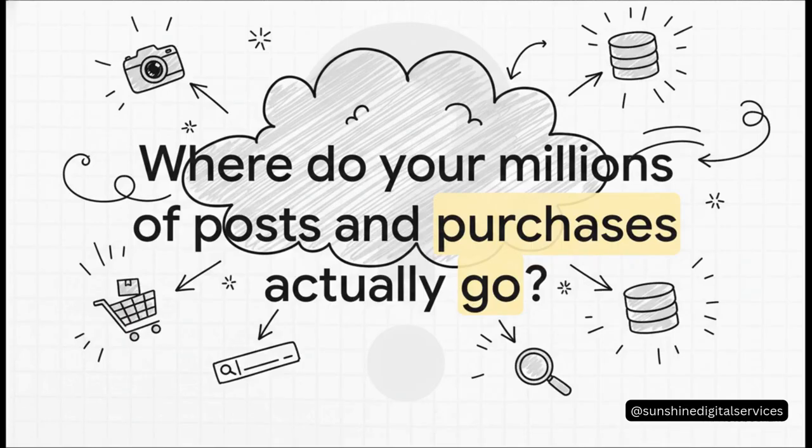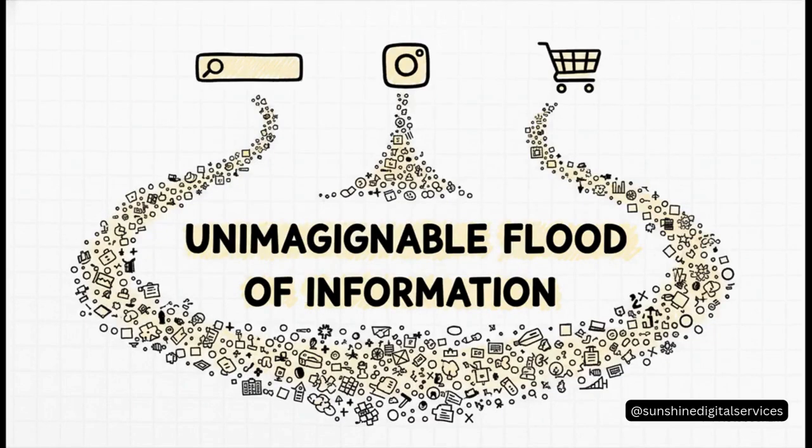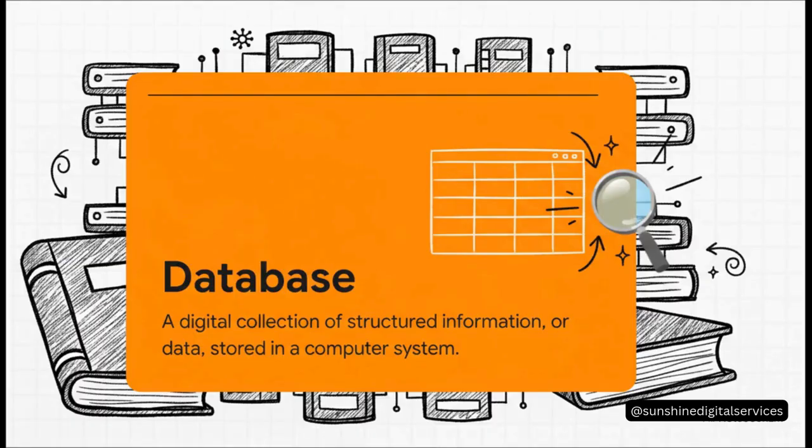This massive, and I mean massive, explosion of data. Every time you post a photo, search for something, or buy a product, all of that information has to go somewhere. And think about the companies behind all this. They're not just dealing with a lot of data. We're talking about a tsunami of information every single second. To make any sense of it at all, this data needs a home, a system to keep it all organized, safe, and, most importantly, ready to be pulled up in an instant. And that home is called a database.